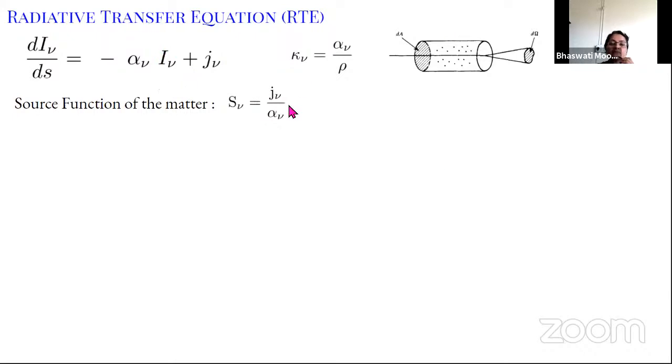As you will realize, the way both J nu and alpha nu have been defined, they are properties of the intervening gas. It's not where the radiation was initially coming from. If it was coming from a star, it's not a property of the star, but a source function of the gas in between. And that is given as J nu by alpha nu. And secondly, we have the optical depth, which is defined as an integral of alpha nu over the length. Alpha nu, as I said, is an absorption coefficient. It has a unit of per centimeter, inverse. When you integrate it over the length, this gives us the optical depth.